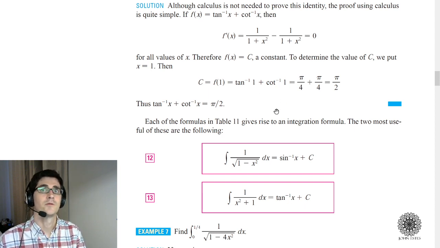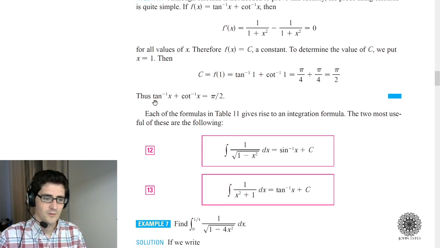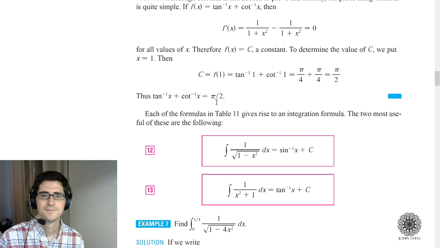Cotangent inverse of 1, what angle, cotangent of that angle is 1? Pi over 4. So I get pi over 4 plus pi over 4, and I get pi over 2. And therefore, what we wanted to prove, arctan x plus arccotan x, is pi over 2. That's pretty slick. I really like that. That's pretty neat. Okay, let's turn to integration.